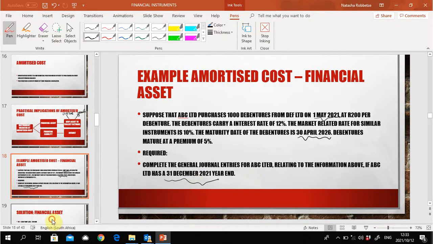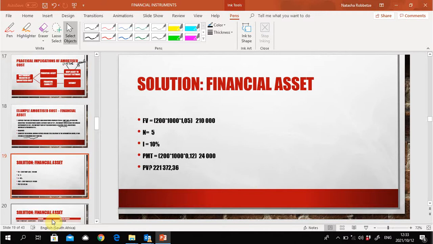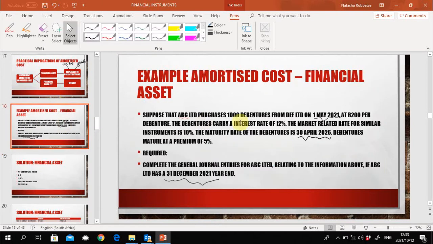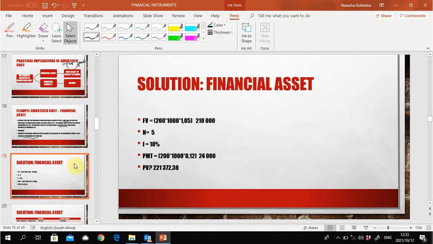So as part of the solution, we must first do our work on our financial calculators. The first thing we need to do is calculate our future value, which is your maturity value. And there we've said it's 200 times 1,000. So it is 1,000 debentures times 200 Rand, and then it's at a premium. So it matures at a premium of 5%. So the future value needs to be increased by 5%. So what I did here was I said it's then 200 times 1,000 times 1.05 because it's 5% more.